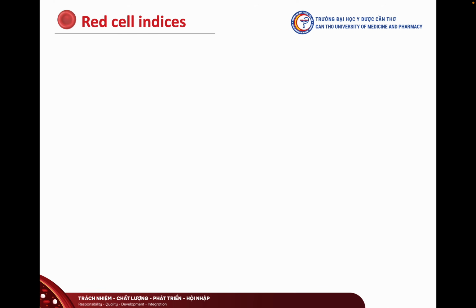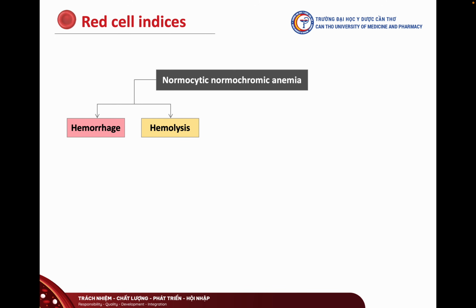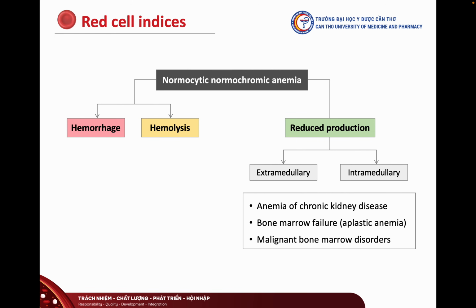Normocytic and normochromic anemia can be caused by 2 major mechanisms. First, loss or destruction of the red blood cells. This includes hemorrhage like acute bleeding and hemolysis, the premature destruction of our red blood cells. The second mechanism, reduced red cell production, can be divided into extramedullary causes like chronic kidney disease and intramedullary causes such as aplastic anemia or bone marrow malignancy.